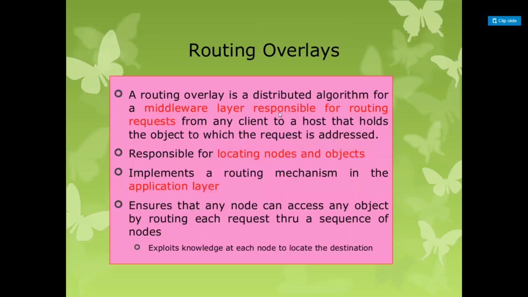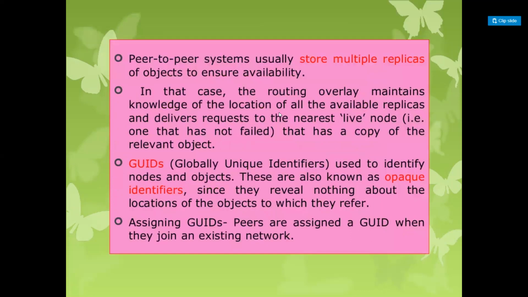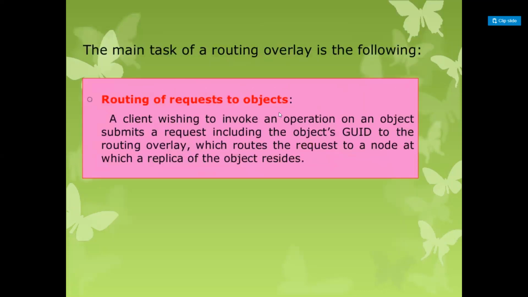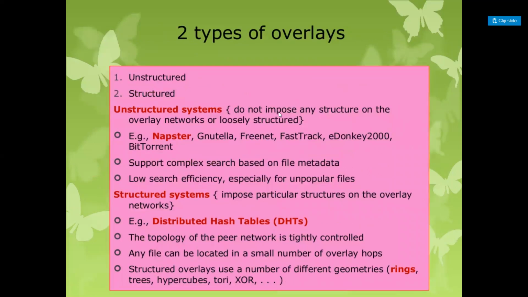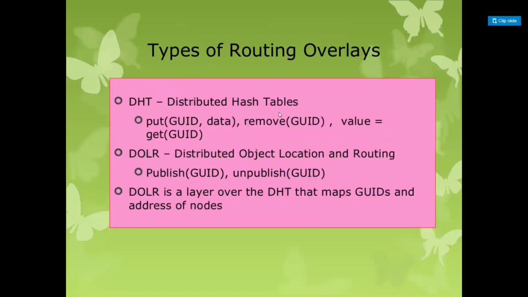After that, we started the routing overlays. In routing overlays, we saw what the major task of the routing overlay is, and the tasks performed by the routing overlay are insertion of objects, deletion of objects, and node addition and removal. And after that, two types of overlays: structured overlay and unstructured overlay. These are the types of routing overlays, majorly three types: DHT, that is distributed hash table, and the second one is DOLR, that is distributed object location and routing.